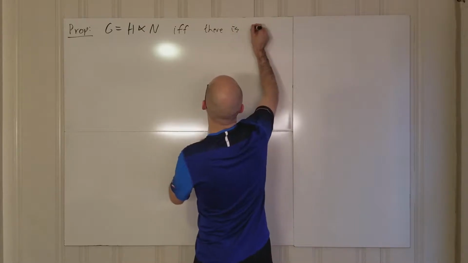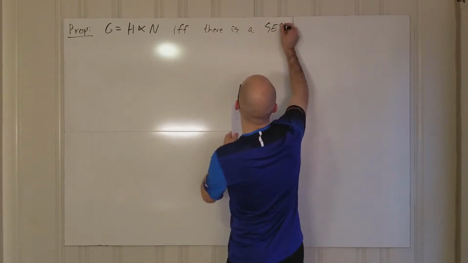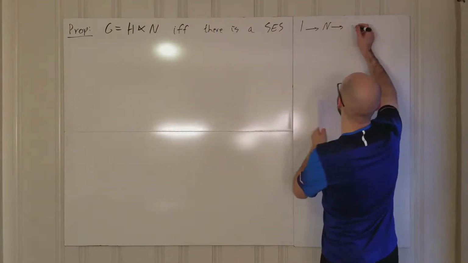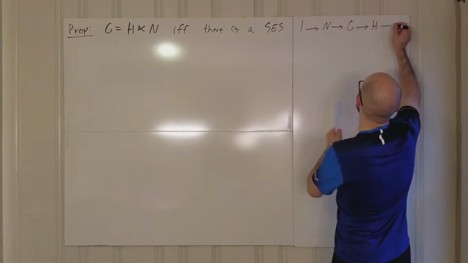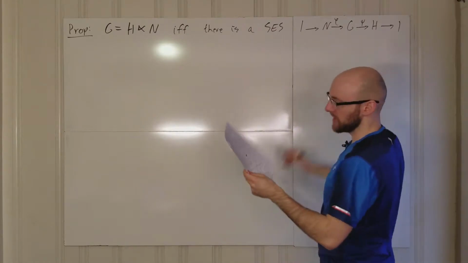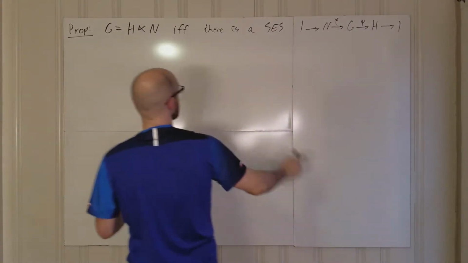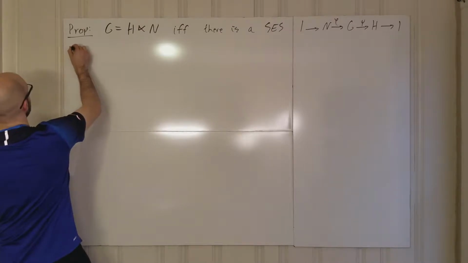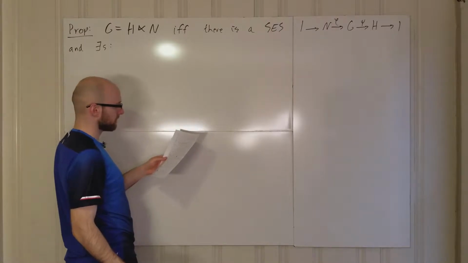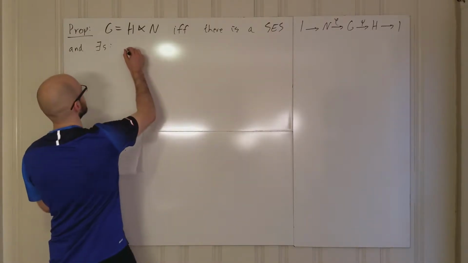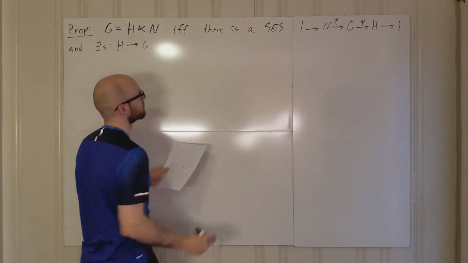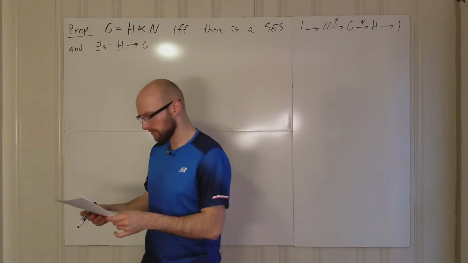there is a short exact sequence. So here we have 1 to N to G to H back to what? Got homomorphisms phi and psi here. So we have a short exact sequence and we have another map, a map S. And this map S will go from H to G. It's going to be a homomorphism.